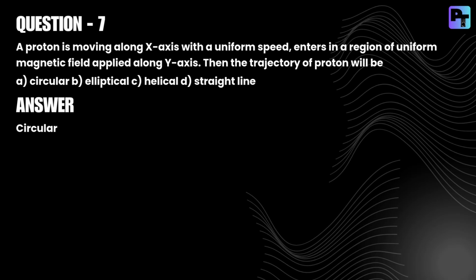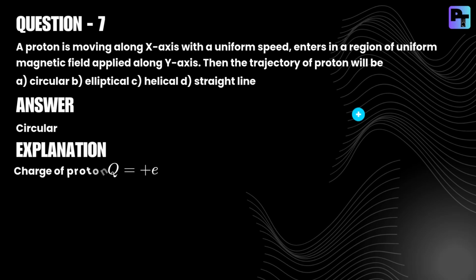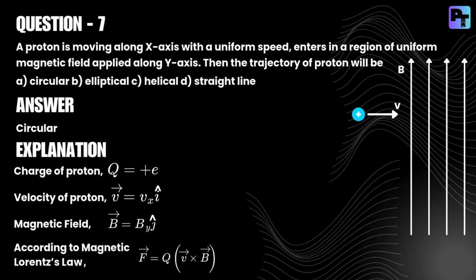Here, we need to use concept of magnetic Lorentz force. Particle, considered here as proton. Its charge Q equal to plus e. Proton moves along x-axis, then its velocity vector v equal to vx i cap. There is a uniform magnetic field along y direction. B vector equal to By j cap. Lorentz force is given by F vector equal to charge q into v vector cross B vector.